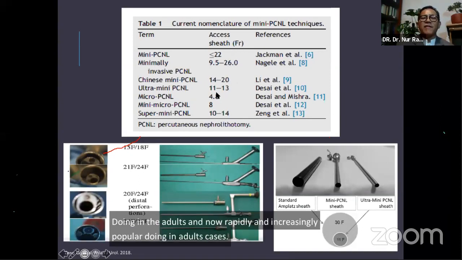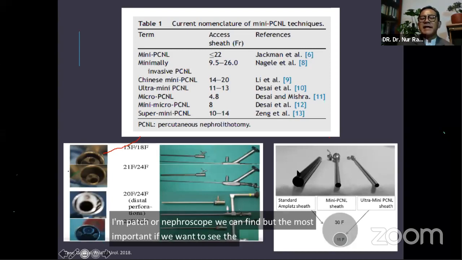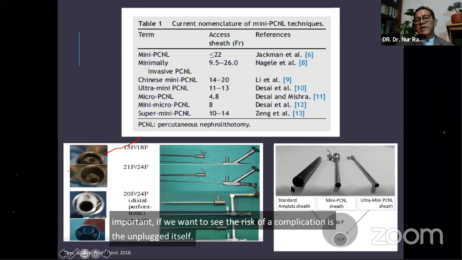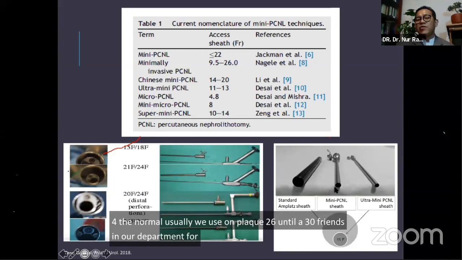Some size of the amplatz or nephroscope we can find. But the most important, if we want to see the risk of a complication, is the amplatz itself. For the normal, usually we use amplatz 26 until 30 French in our department. For mini PCNL, we do 21 until 15 French.